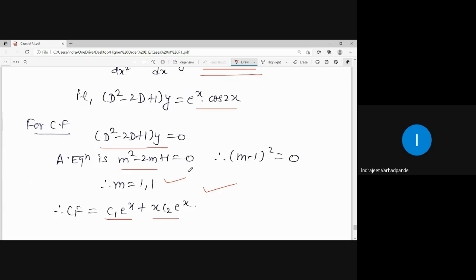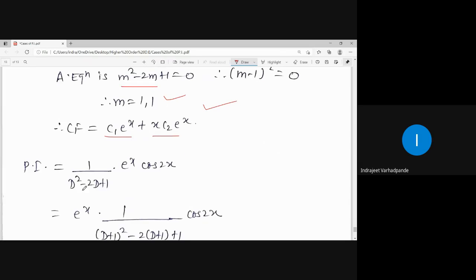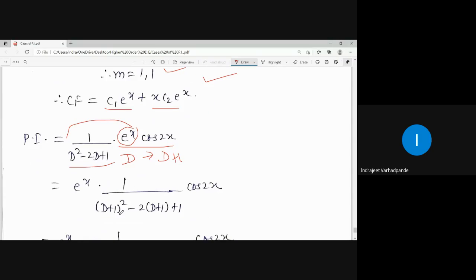Now for particular integral, PI is equal to 1 upon f of d to be operated on this. Now take the term of e to the power x outside. Replace every d by d plus 1. So e to the power x into 1 upon d plus 1 whole square minus 2 into d plus 1 plus 1, every d replaced by d plus 1, to be operated on cos 2x. Simplify this and then it will be solvable by case number 2. That is how it goes, right?